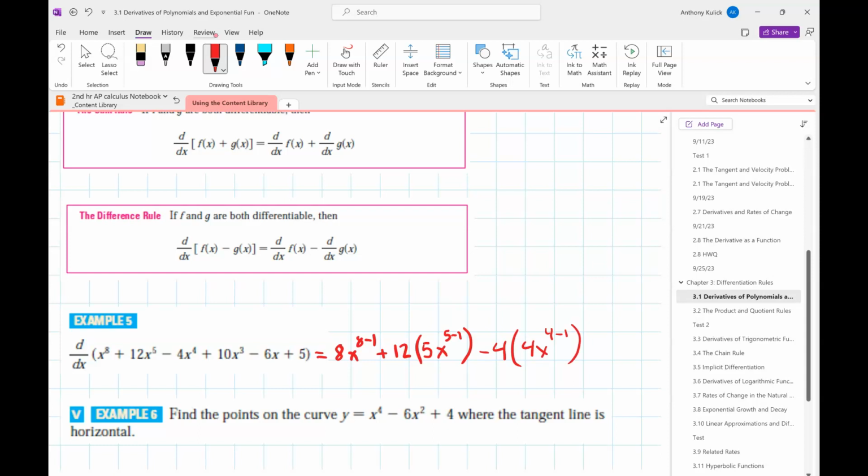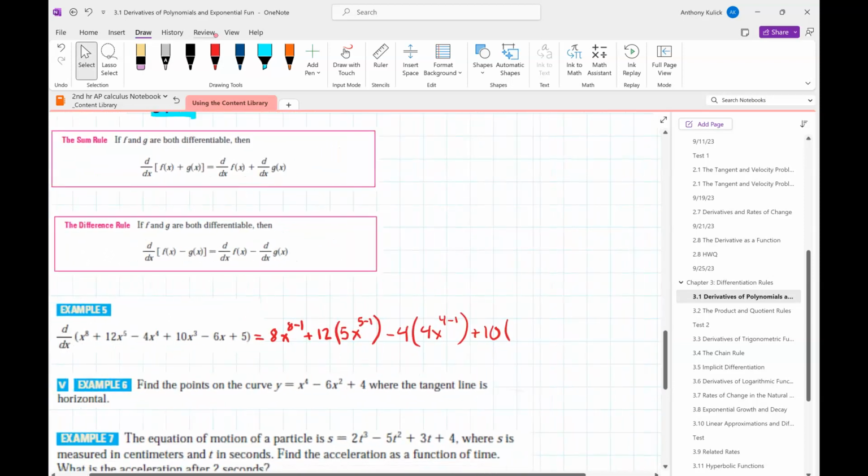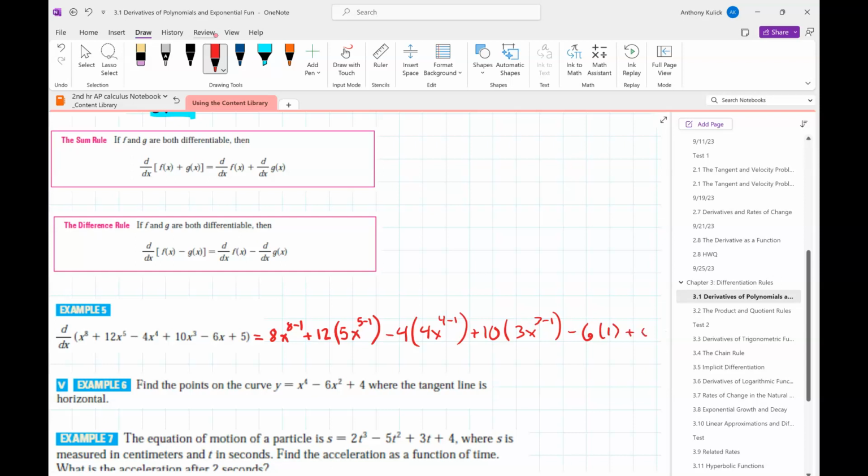But wait, so then when you get there, minus 6. How come the 10 is the second 3 first, the minus 6x? What do you do there? Why is 5 0? What's the very first shortcut I gave you? The derivative of a constant is 0. And the derivative of x is just 1.